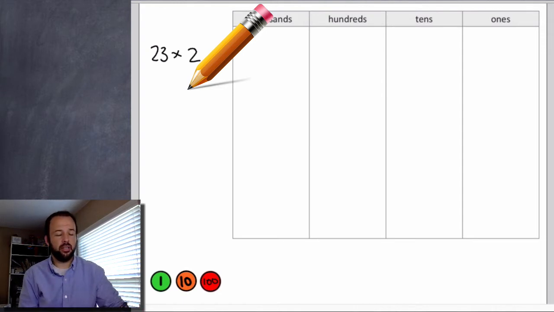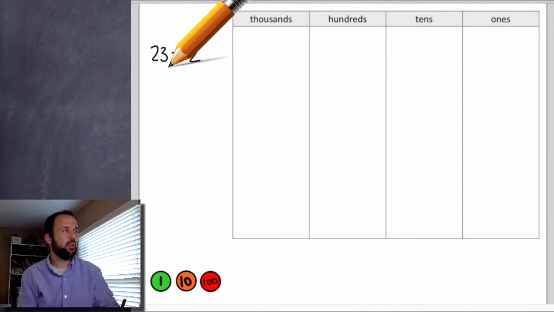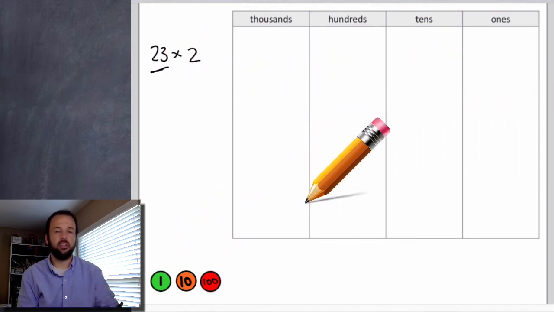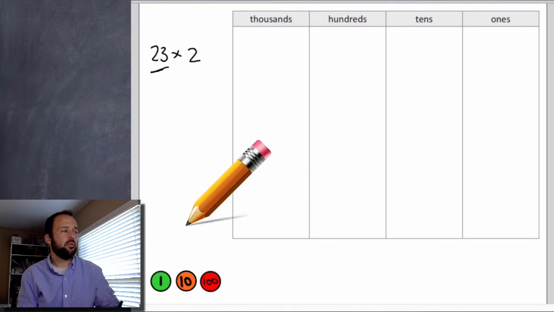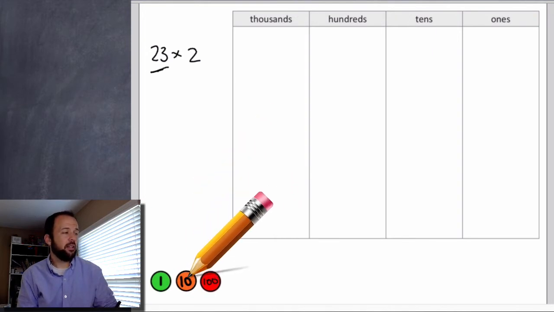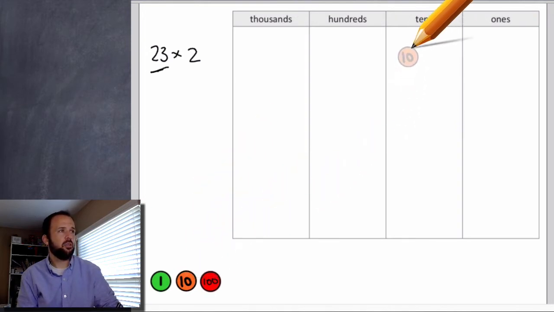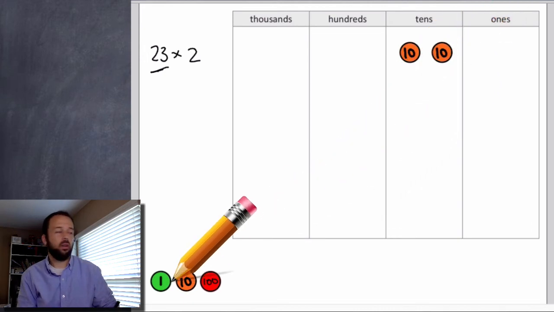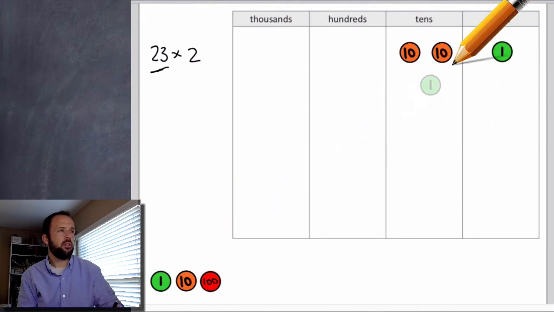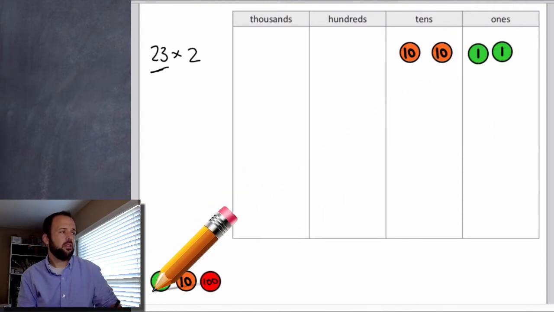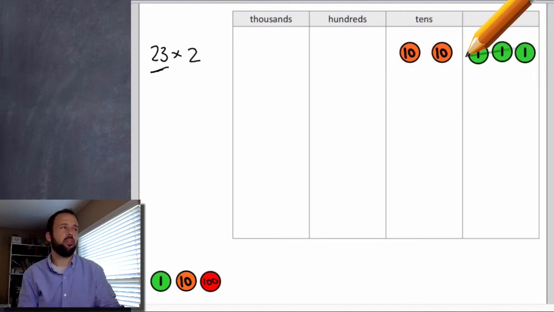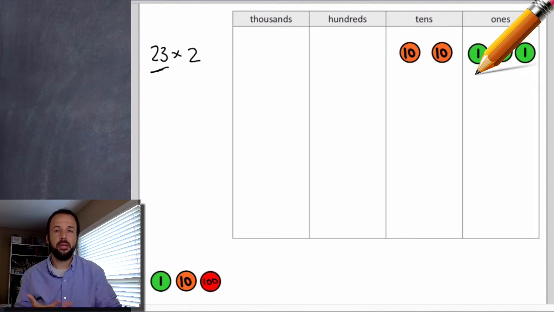The first thing I want you guys to do is represent the number 23 on your place value chart using your discs or drawing in your discs or whatever it is that you need to do. For example, I would count out 2 10s, because that would give me 20. And then I would count out 1 one, and another one, and another one. So that would give me a total of 23. 2 10s, 3 1s is 23. So that's one copy of 23, right?